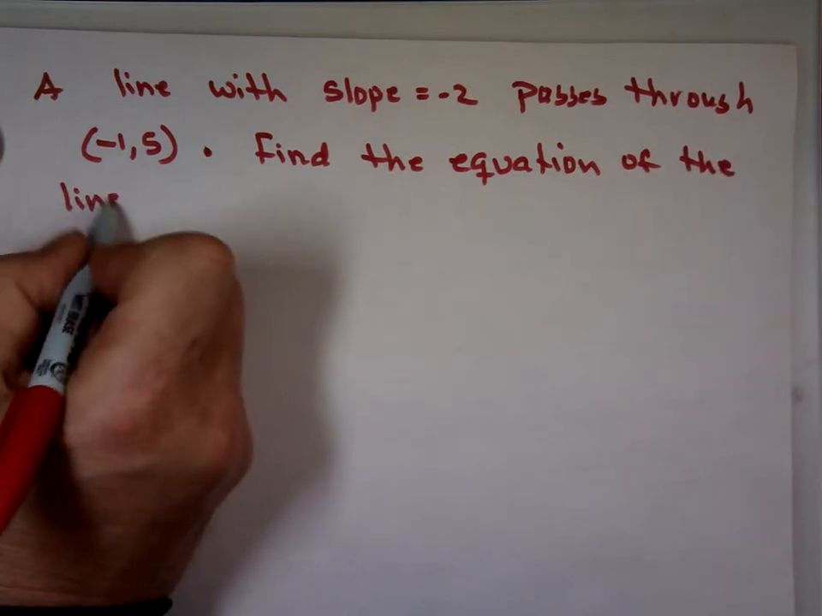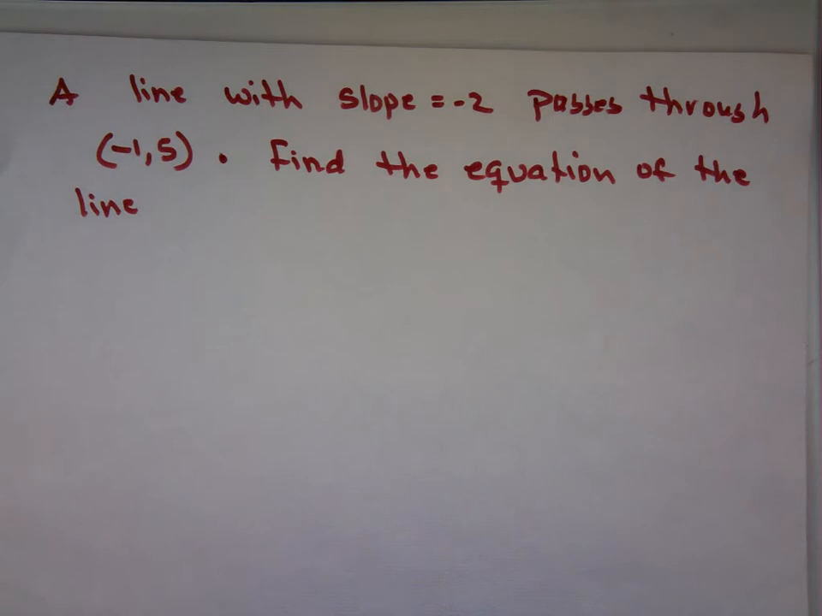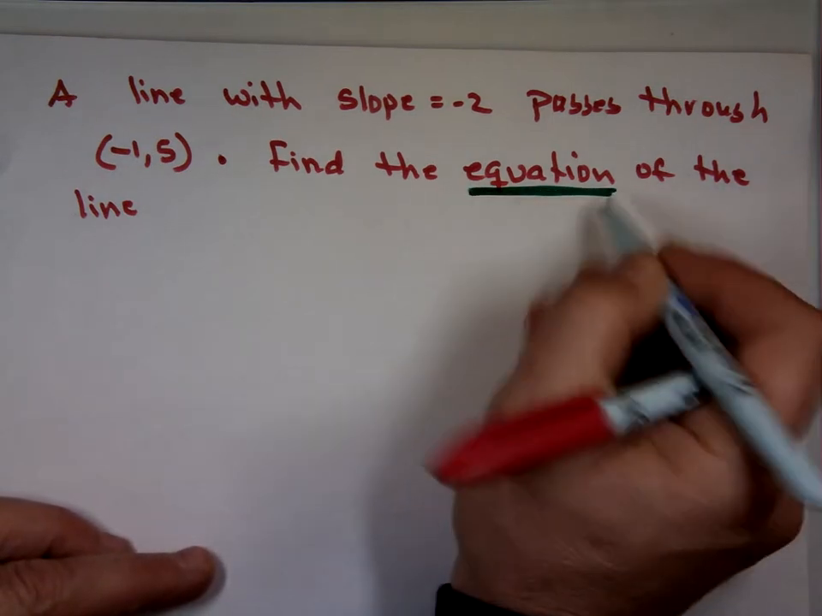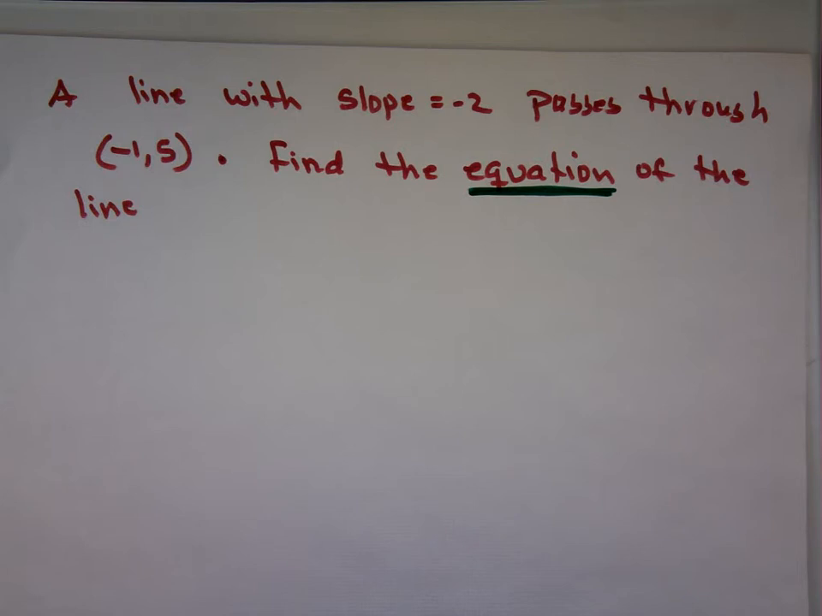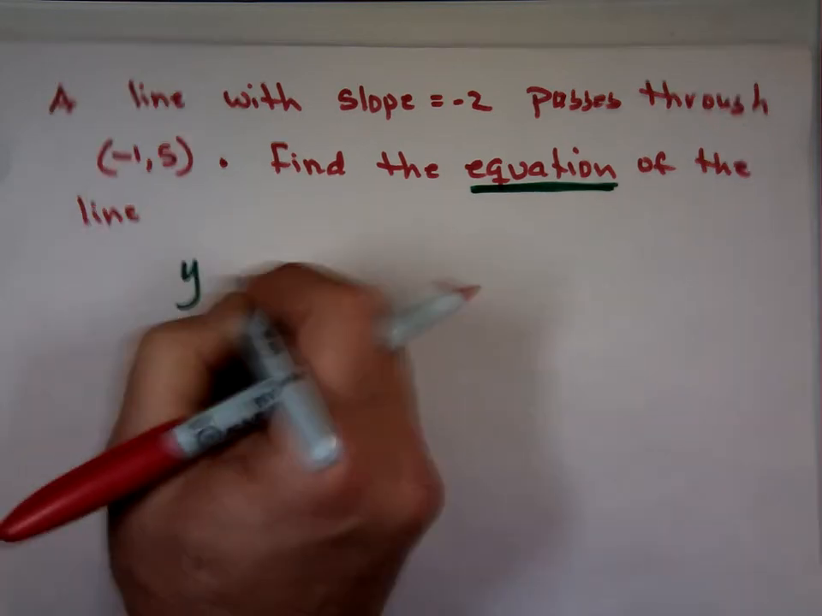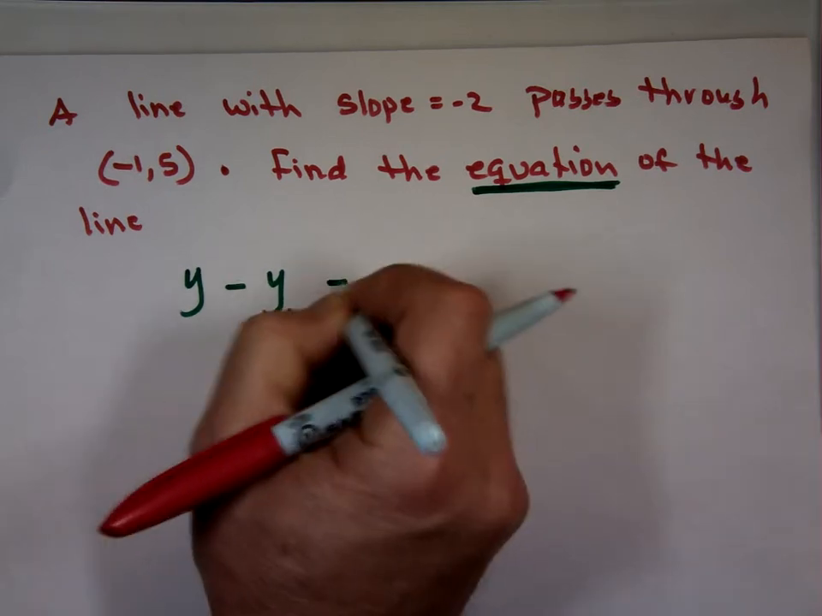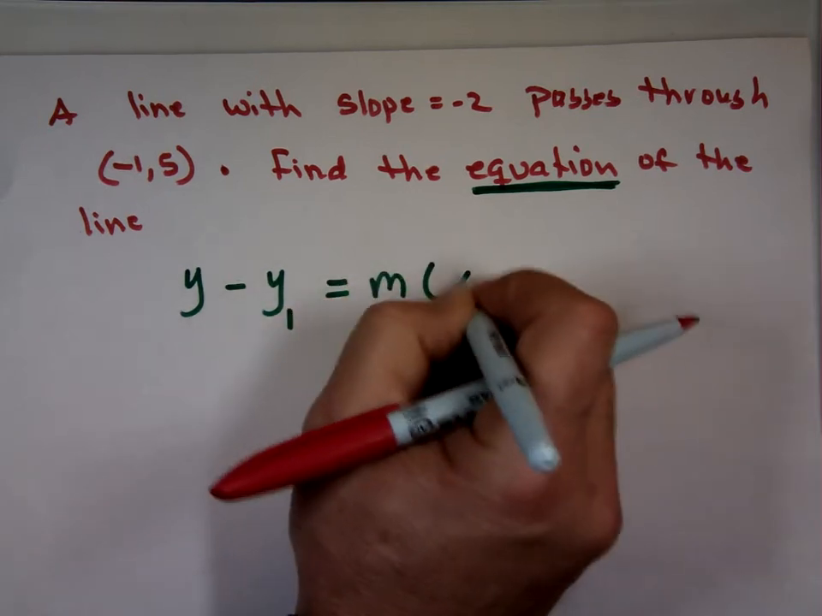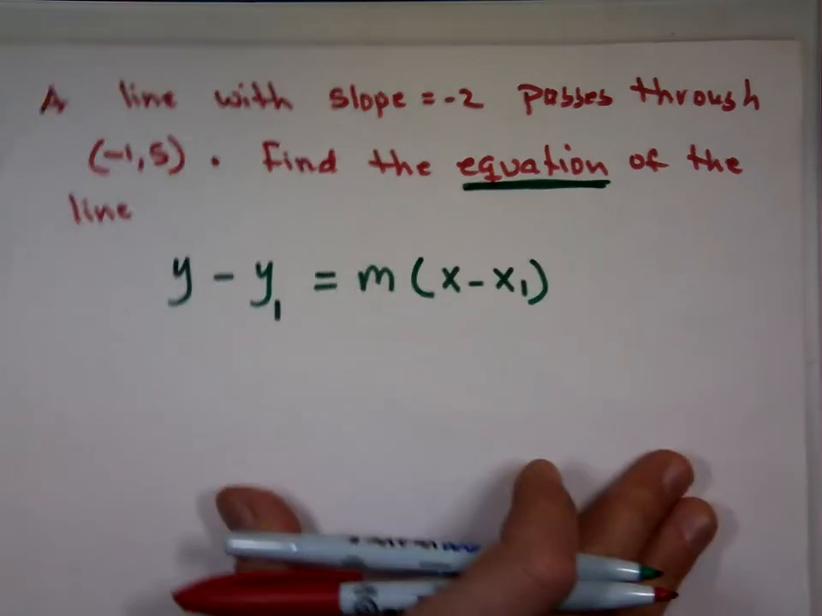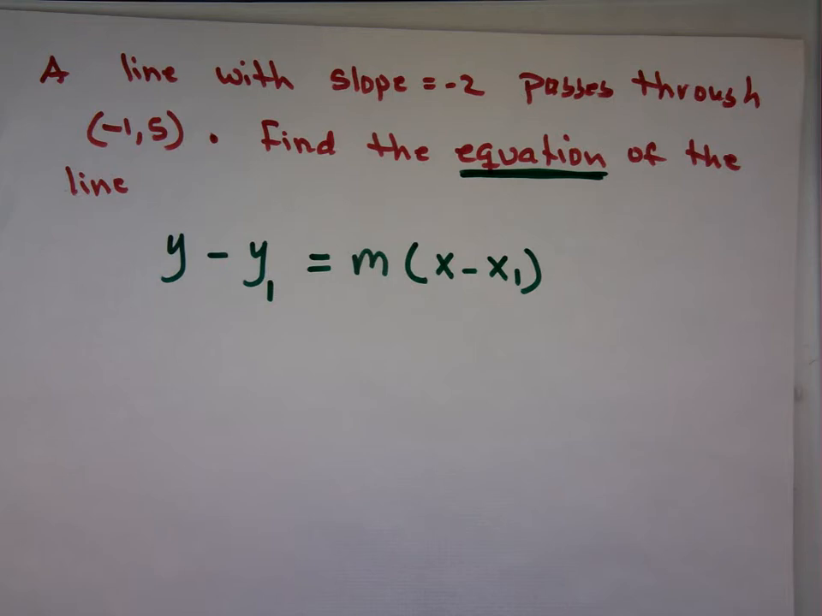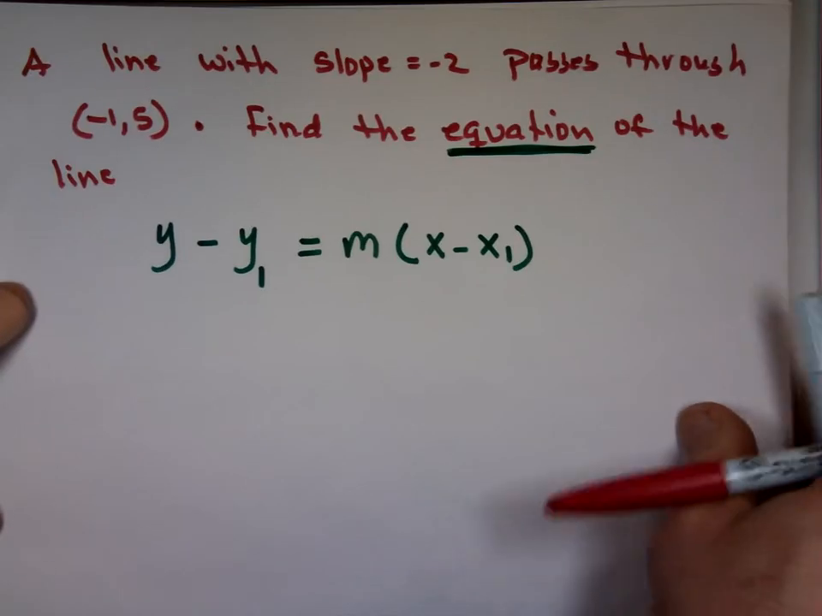When you hear the word find the equation, a flag should go up in your head. Wait a minute, to find the equation, I need to use this: y minus y sub 1 equals m times x minus x sub 1. That's what you want to use. But to use it, you will need 1 point and the slope.